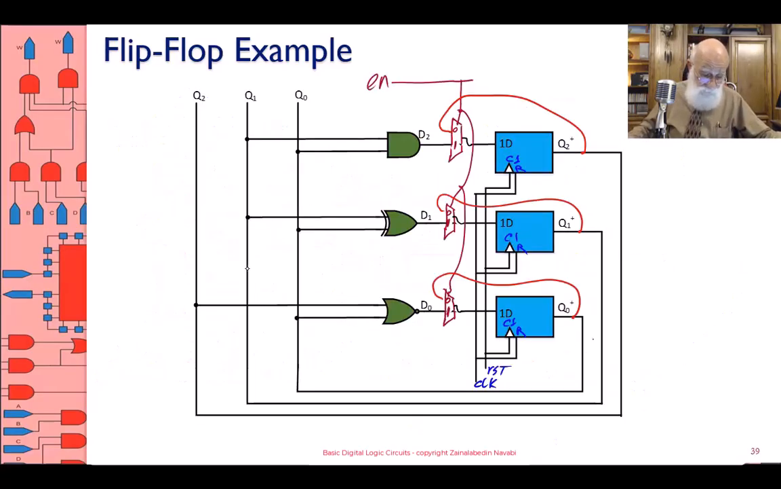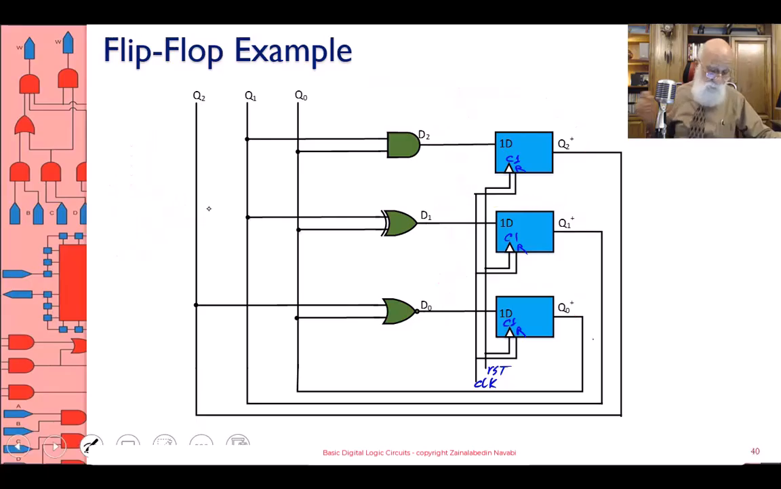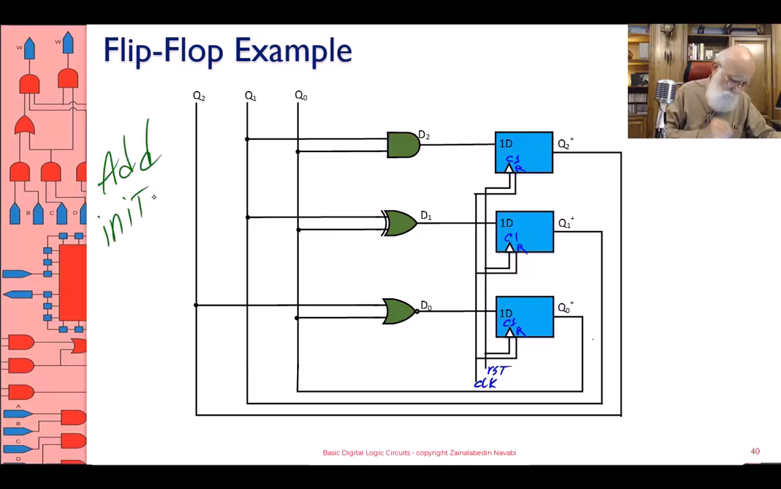All right, what else do I want to do? Let's add an initialization input. Remember that I already have a reset, but what if I wanted to start it at 000 synchronously? So this is adding enable. Now I want to add initialization. If I want to initialize to 000, I put 3 AND gates in there.